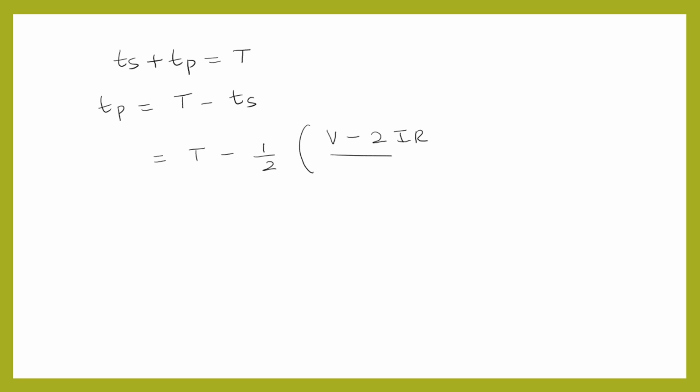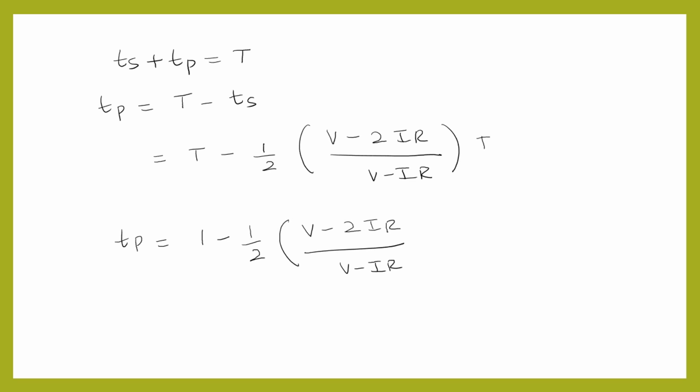We have Ts plus Tp equal to T as shown in the figure. Therefore, Tp is equal to T minus Ts, that is T minus half into (V minus 2IR) by (V minus IR) into T. Therefore, Tp is equal to 1 minus half into (V minus 2IR) by (V minus IR), into T.